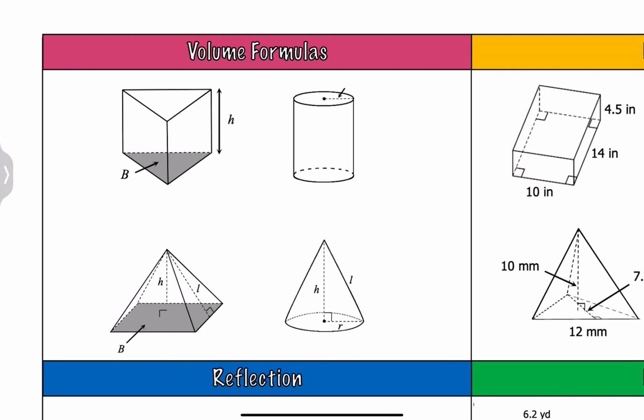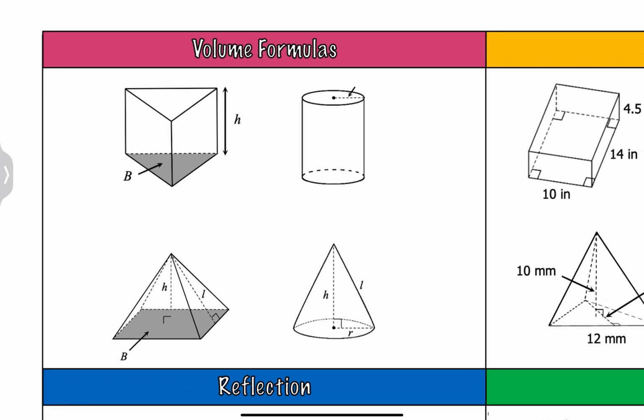Hello class, we're going to be going over the volume formulas that we're going to be using throughout the unit. So, there are 5 main types of solid that we're going to be using. 4 of them are pretty related, so we're going to cover them all together. First, we have a prism.